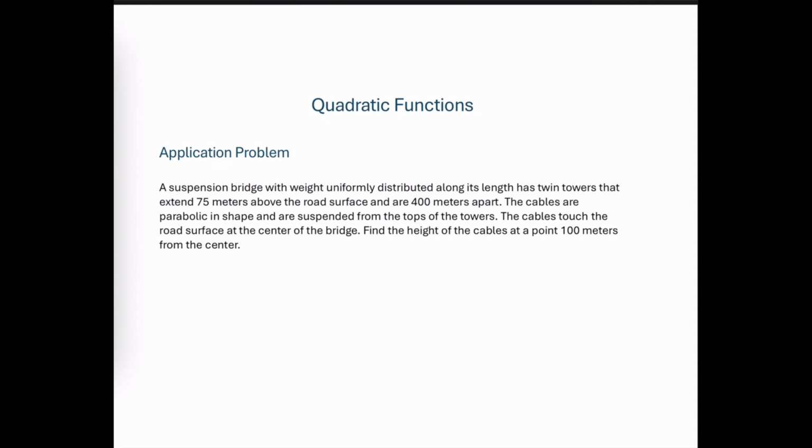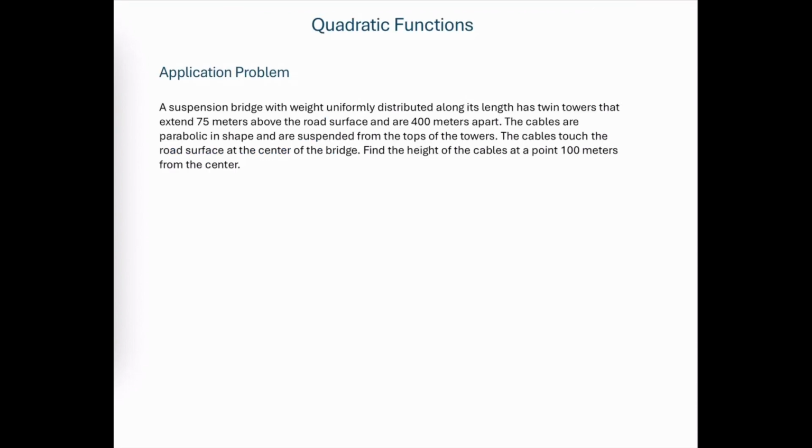A suspension bridge with weight uniformly distributed along its length has twin towers that extend 75 meters above the road surface and are 400 meters apart. The cables are parabolic in shape and are suspended from the tops of the towers. The cables touch the road surface at the center of the bridge. Find the height of the cables at a point 100 meters from the center.